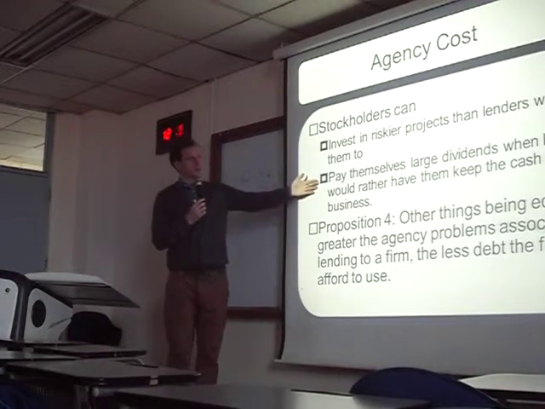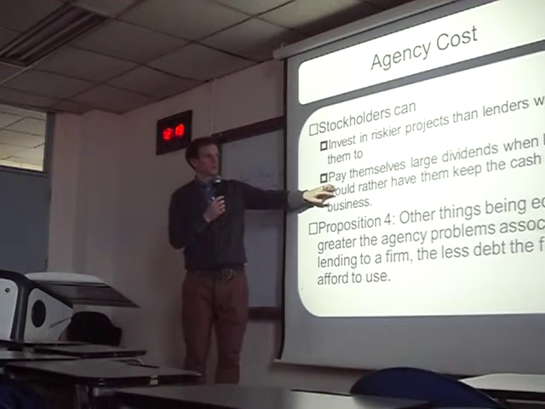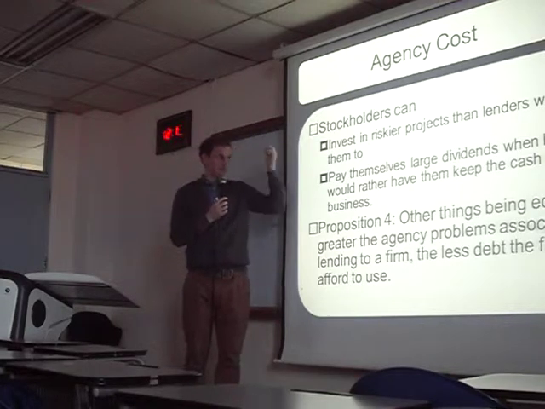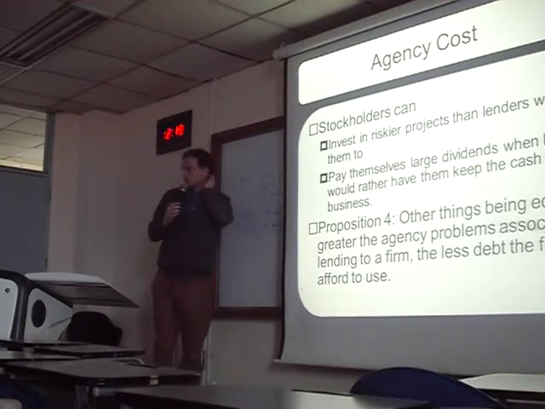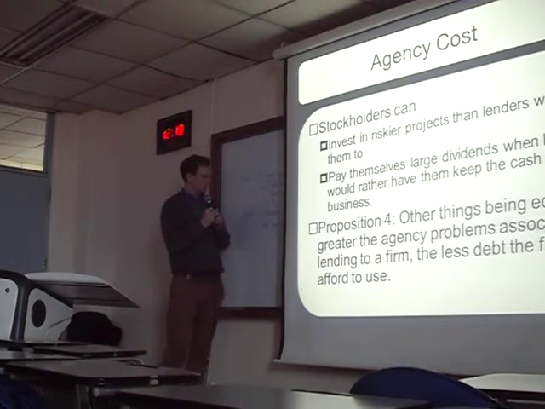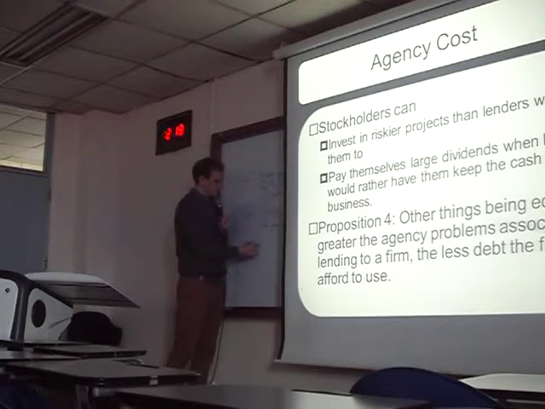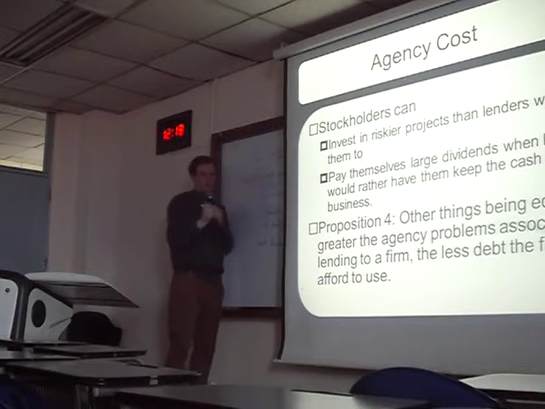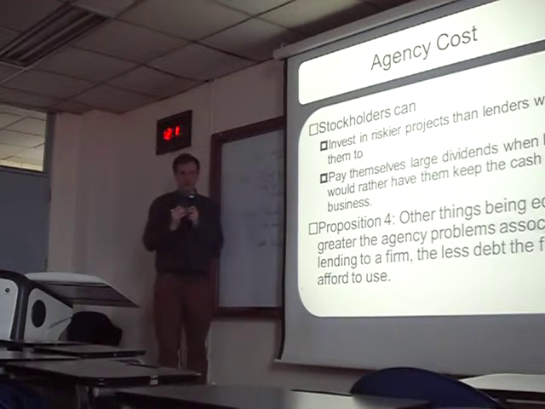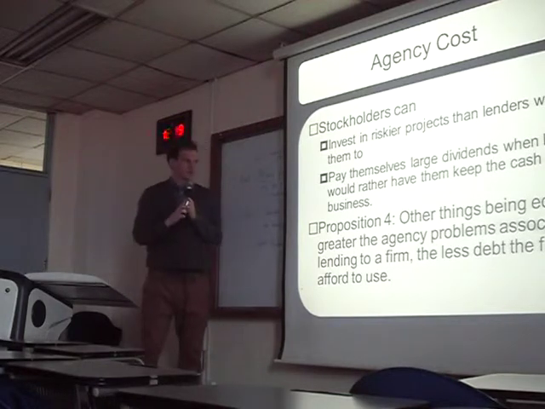Another different idea stockholders and bondholders have. Stockholders would like to pay themselves large dividends. But lenders would prefer to keep the cash in the business. Stockholders want dividends. Dividends are a share of the profits. Bondholders want retained earnings. Retained earnings is putting the money back in the business, while the stockholders say, take the money out and give it to me. So they have different ideas about that.